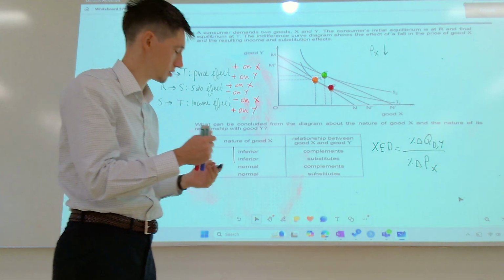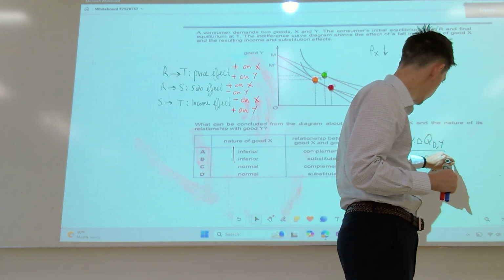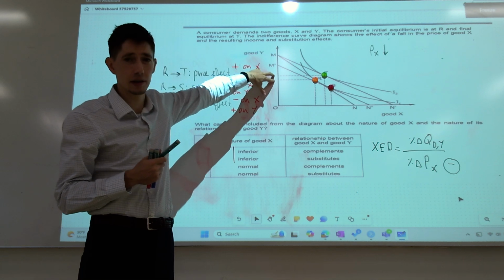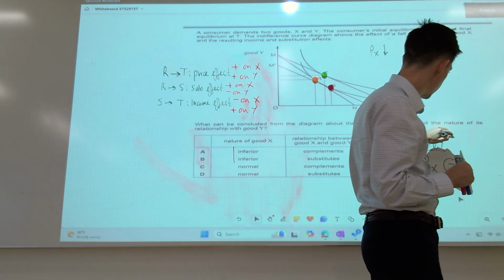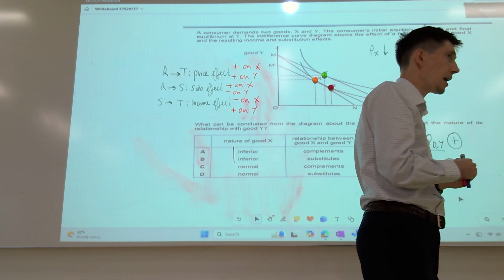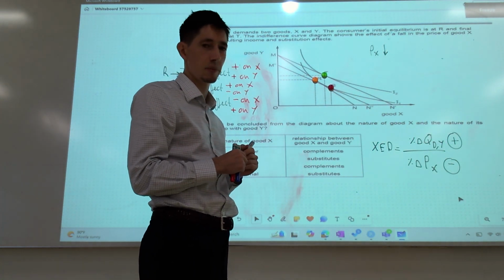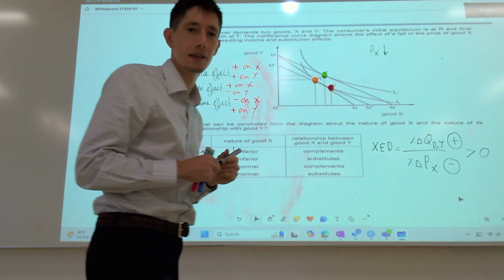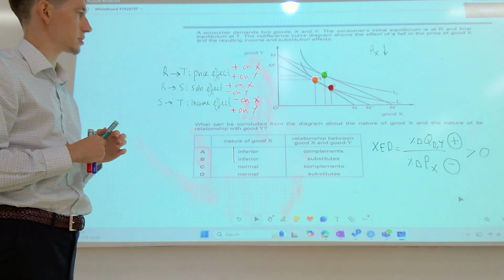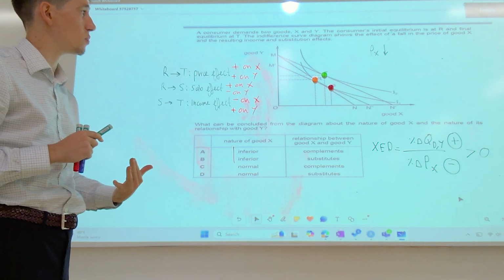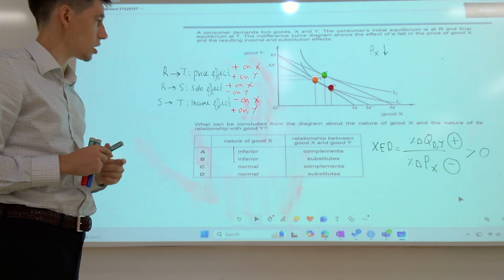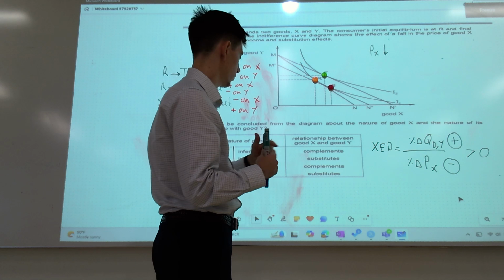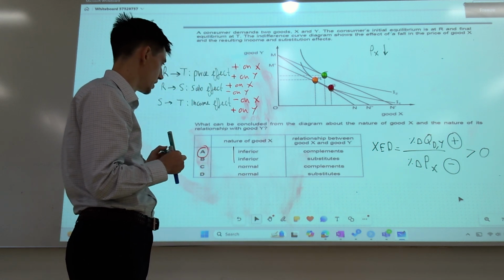So in this situation, we've got a fall in the price of X, but the net effect of that is to actually create an increase in the consumption of Y. So the XED in this situation would actually be positive for good Y with respect to good X. It would be greater than 0. So that actually tells us that when X becomes cheaper, you buy more X and more Y, so then Y is a complementary good relative to X. So the answer here would be A.